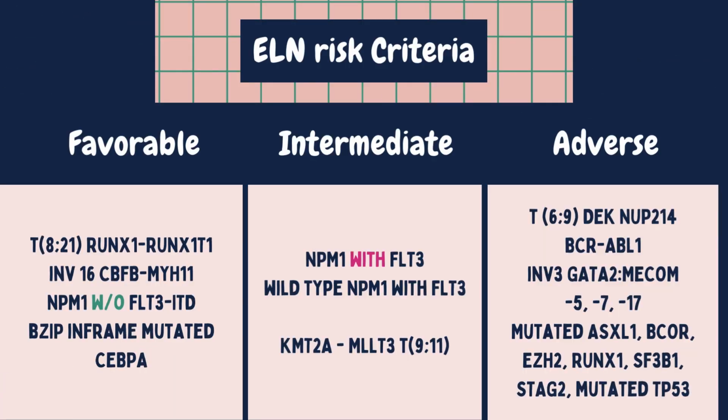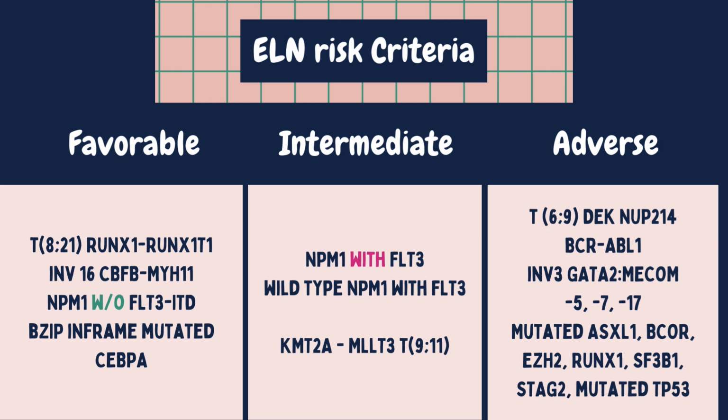So the ELN risk criteria is used to group certain cytogenetics into favorable risk, intermediate, and adverse risk. And this is used to determine treatment choices. Favorable risk cytogenetics include 8;21, RUNX1, inversion 16, NPM1 without FLT3, and 2 mutations of the CEBPA gene. Generally, in this favorable risk group, you try and cure them with chemotherapy alone. So you could give them 2 cycles of DA, followed by high-dose cytarabine consolidation.